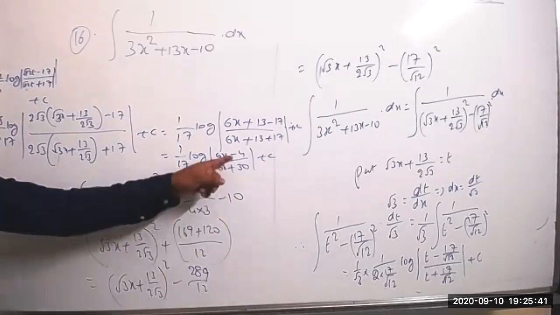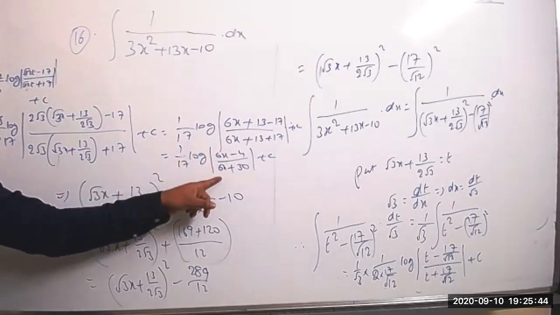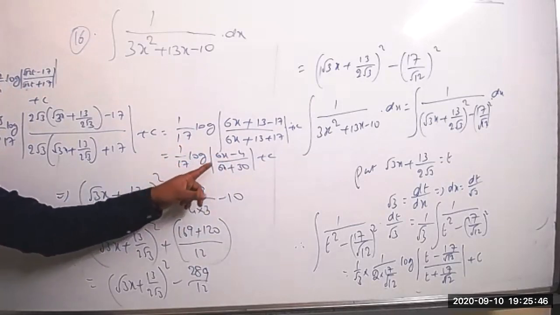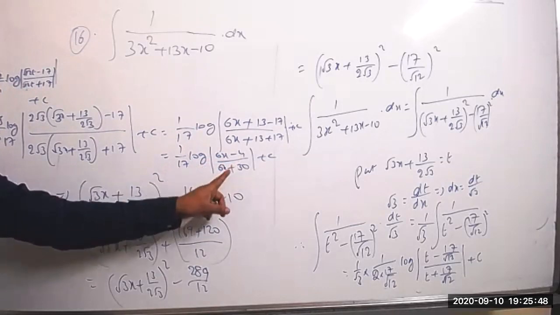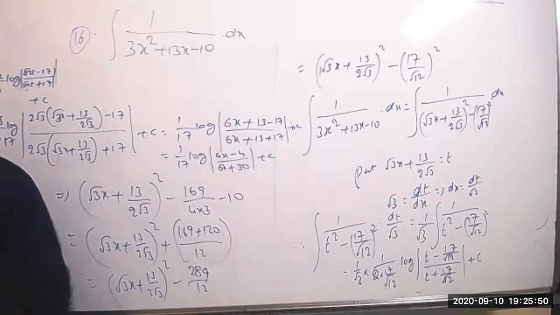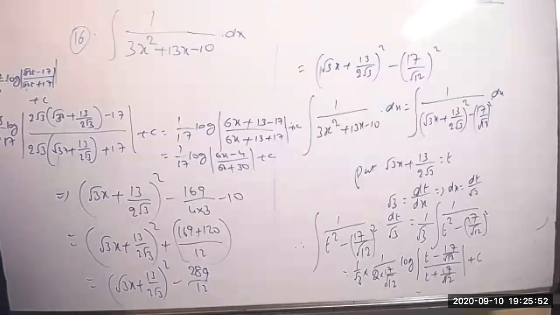If you want, here also you can take 2 common. 2 will be cancelled. So 1 by 17 into log modulus of 3x minus 2 by 3x plus 15 plus c. This kind of question will be asked for 5 marks only, directly.